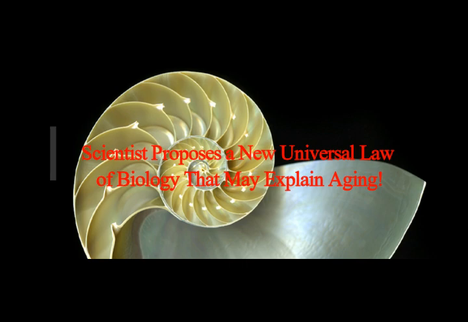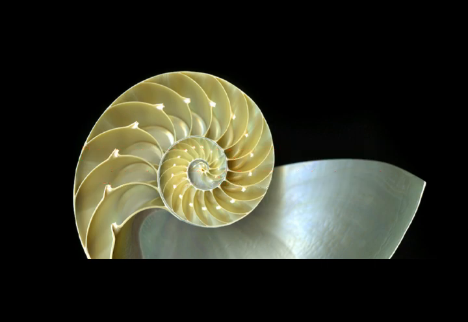Scientist proposes a new universal law of biology that may explain aging. Life appears to require at least some instability. This fact should be considered a biological universality, proposes University of Southern California molecular biologist John Tower.